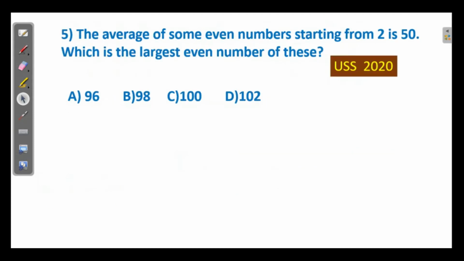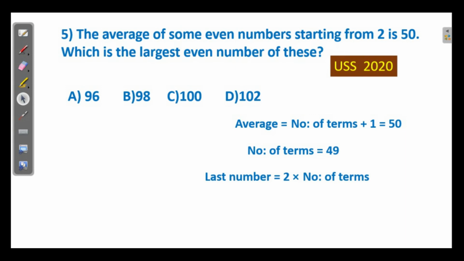Okay. Then, the USS question of 2020. The average of some even numbers starting from 2 is 50. Which is the largest even number of these? How will you do? Did you get the answer? Average is equal to number of terms plus 1, that is 50 given. Then number of terms is equal to 49. So last number is equal to 2 into number of terms, that is 2 into 49, which is equal to 98. Got it?